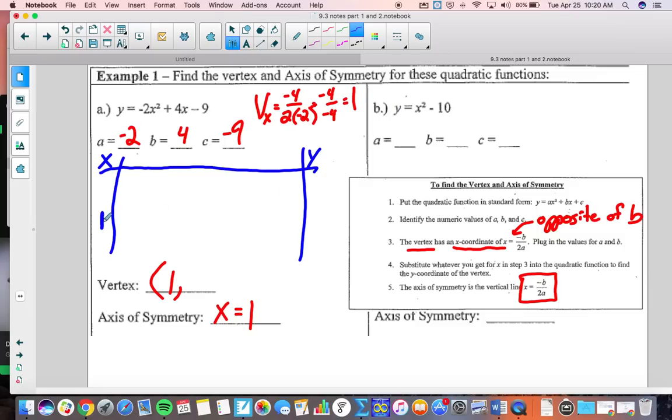Our input that we're going to start with on this table for a parabola goes right there. And now everywhere I see an x, I'm putting a 1 in place of that. Make sure you put parentheses around what you're substituting in. So negative 2 times, not x, but negative 2 times 1 squared, because I'm still squaring whatever that x value is, plus 4 times 1 minus 9.